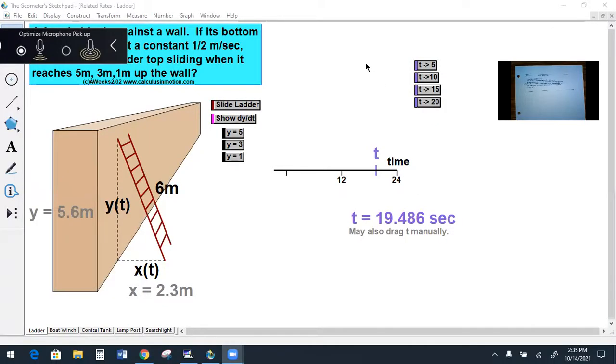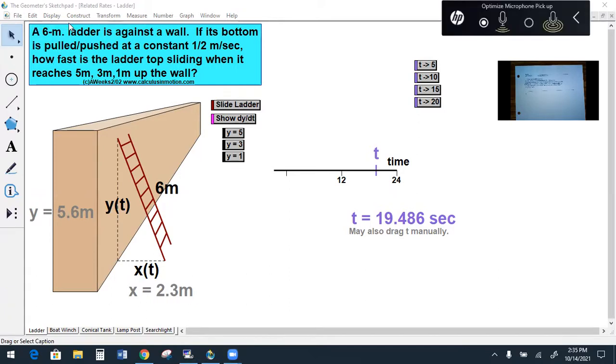Gosh, there's so much stuff on here. All right, a 6-meter ladder. Now everything's moving, but the ladder is not the incredible growing or shrinking ladder. I know there are extendable ladders, but the ladder length is not changing. That is 6 meters, leaning against the wall. The bottom of it is sliding out at a rate of 0.5 meter per second. We're going to list all this out. I just want to show it to you first. How fast is the top of the ladder sliding down when it reaches?